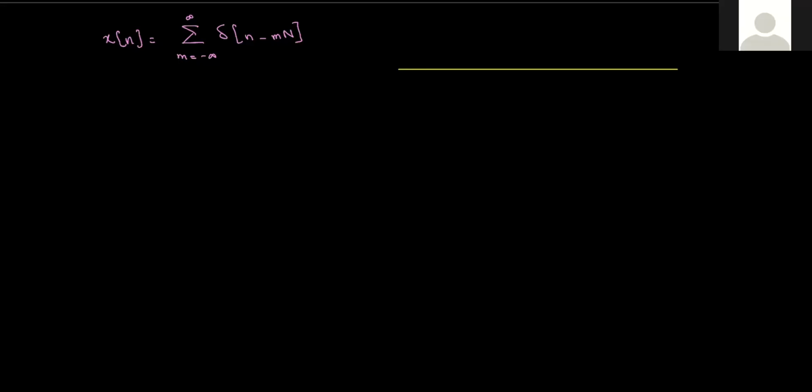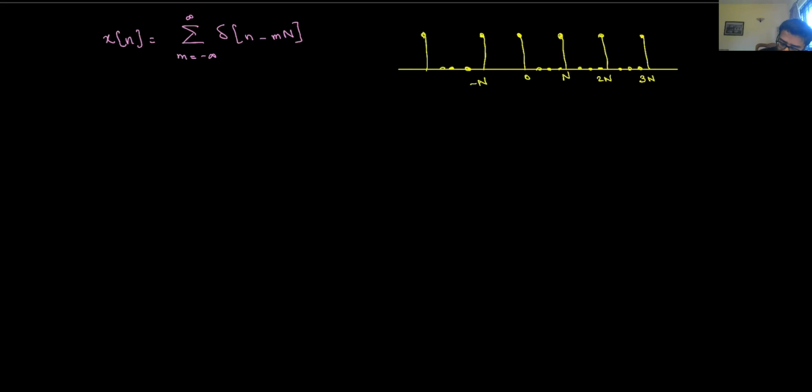Sir, an impulse at 0, n, 2n, 3n, and then it goes on. And on the left side, minus n, minus 2n, and then it goes on. Good. Excellent. And in between, everything is zero. And as Iman said, there's a negative side as well, where everything continues.